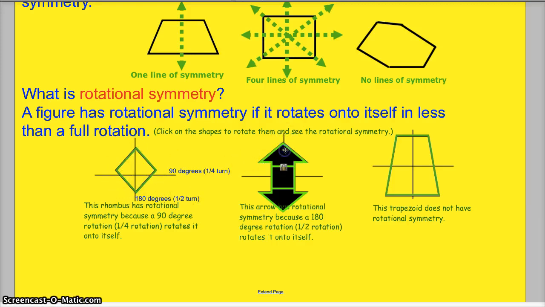Here, we have this arrow. That's if I rotate it. As I'm moving, I don't see it covering itself up except for there. Now it's covering itself up, so it has rotational symmetry. Trapezoid here does not. As I rotate it, you notice that at no point until it gets back all the way around to a circle does it cover itself up again. So this trapezoid does not have rotational symmetry.